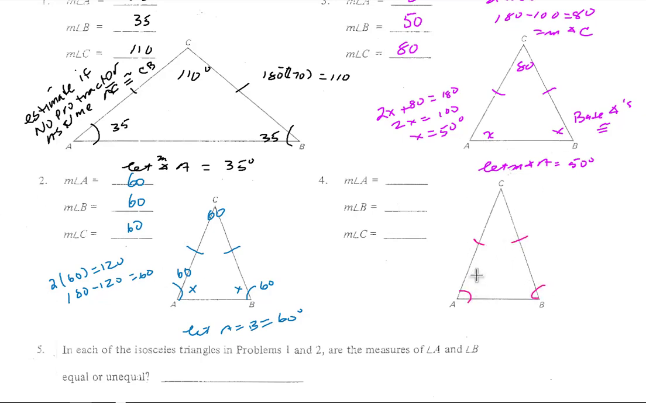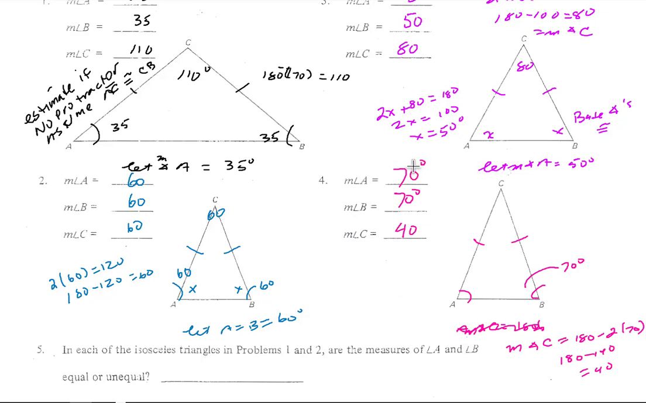For number 4, let's let angle B be 70 degrees. So that means angle A must be 70 degrees. Together we have 140 between those two angles. It takes 40 more degrees to make the triangle sum of 180, so that must be the measure of angle C. Must be 40 degrees. 180 take away 140 gives 40 degrees.